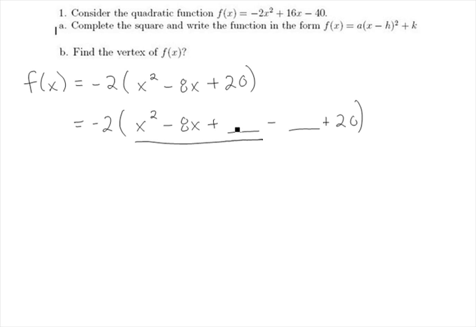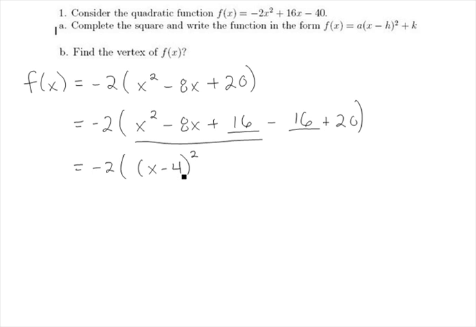To find what this number is, you take half of the number in front of the x, so in this case negative 8, half that is negative 4, and then you square it. So we add plus 16. And then we're going to subtract 16 just to guarantee that the resulting function is the same as what we start with. Now those first three terms, by design, can be factored into a perfect square.